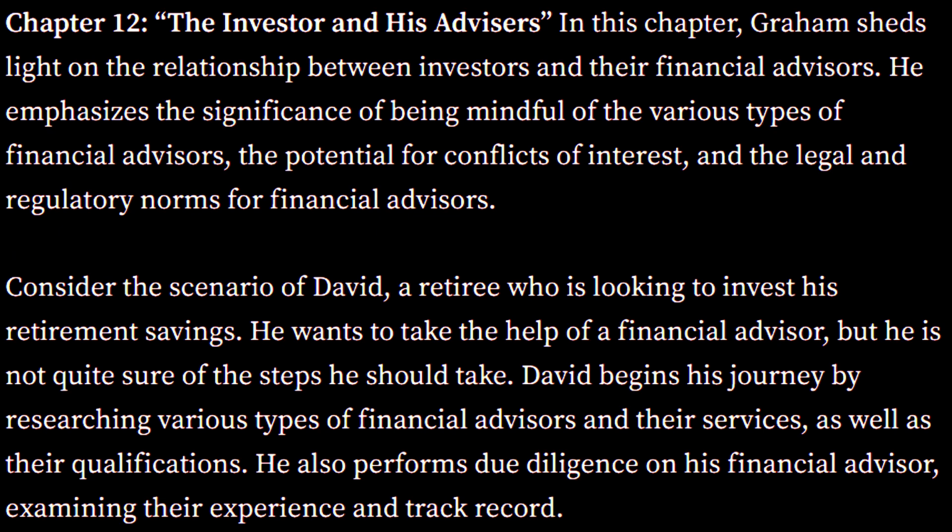Chapter 12. The Investor and His Advisors. In this chapter, Graham sheds light on the relationship between investors and their financial advisors. He emphasizes the significance of being mindful of the various types of financial advisors, the potential for conflicts of interest, and the legal and regulatory norms for financial advisors.